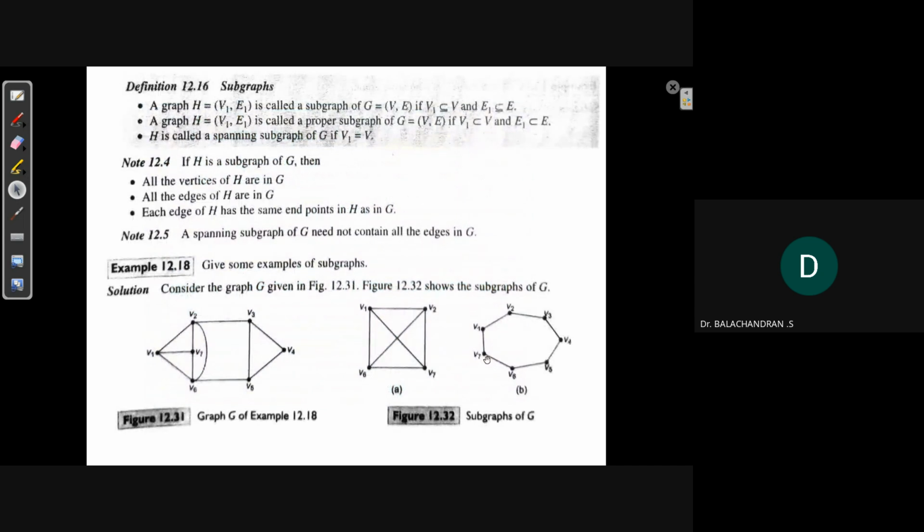P means how many vertices? 2n plus 2 vertices. This graph has 2n plus 2 vertices, and the number of edges is (n plus 1) whole square, which is the same as p square by 4, as we just showed. So this graph has exactly p square by 4 edges. And also this graph does not have a triangle. So I'll stop here.